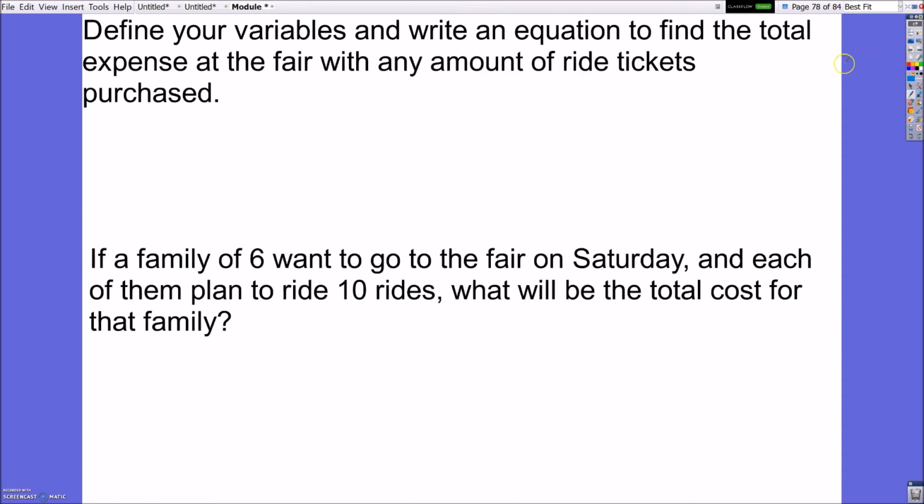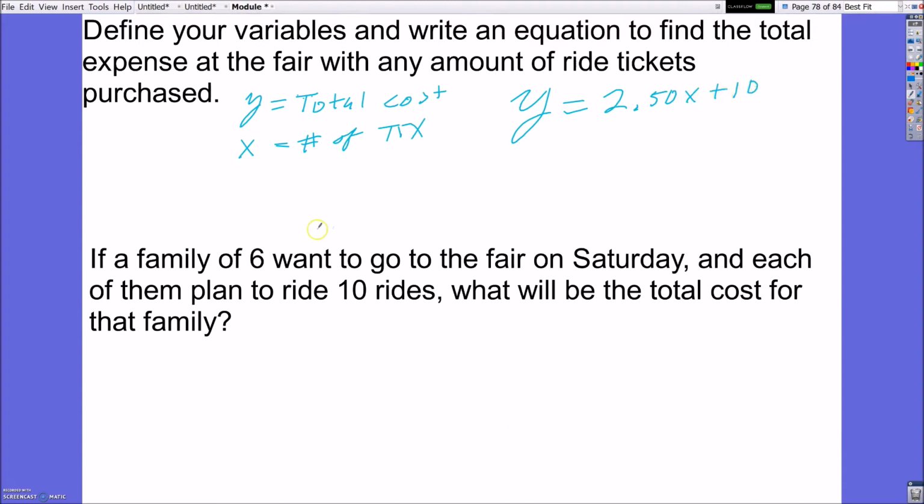All right, so let's look at this. Define your variables and write an equation. We kind of already did this. I had y equals total cost, and I also had x represent number of tickets. And the equation was there. The total cost is going to equal $2.50 per ticket. I don't know how many tickets I'm going to buy, so I'm going to put x. But I know I have to pay $10 just to get in, no matter what.